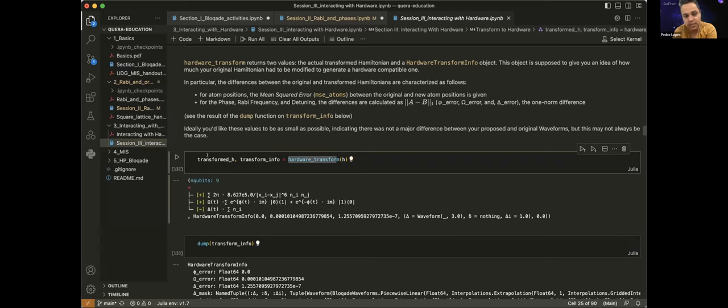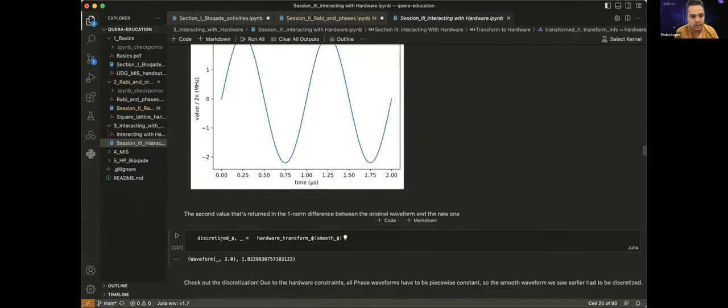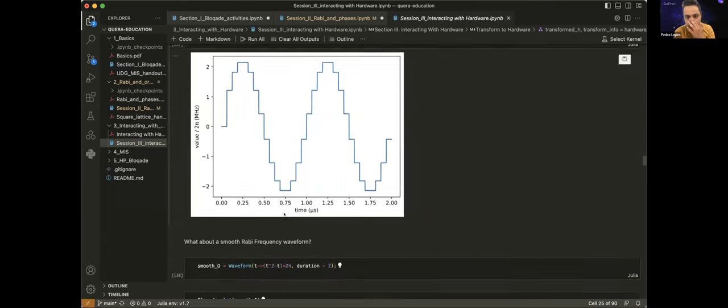This hardware transform is going to return a couple of things. First is a transformed Hamiltonian that, instead of being read by Blockade, is going to be read by AWS. It will also give you transformation info, which will tell you what has changed. Let's say on Blockade you defined a smooth sine wave for a waveform, but you know that it's going to be kind of pixelated into piecewise linear functions, right? So it's going to tell you how it's transformed. It's even going to allow you to plot the difference, and in particular, here it goes. It tells you how much it's changing for you.